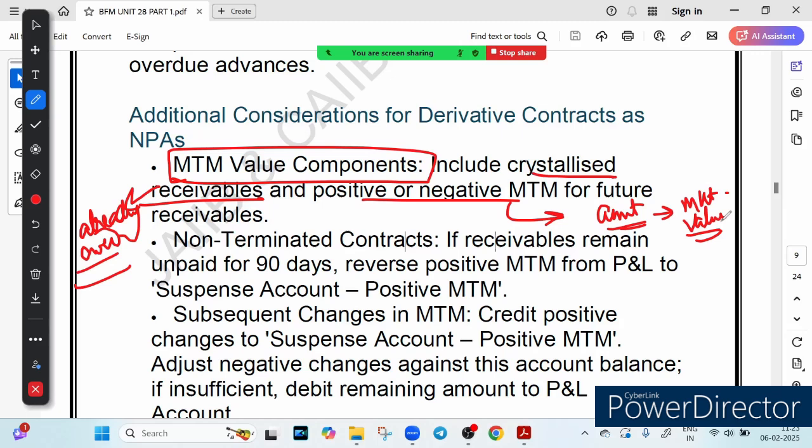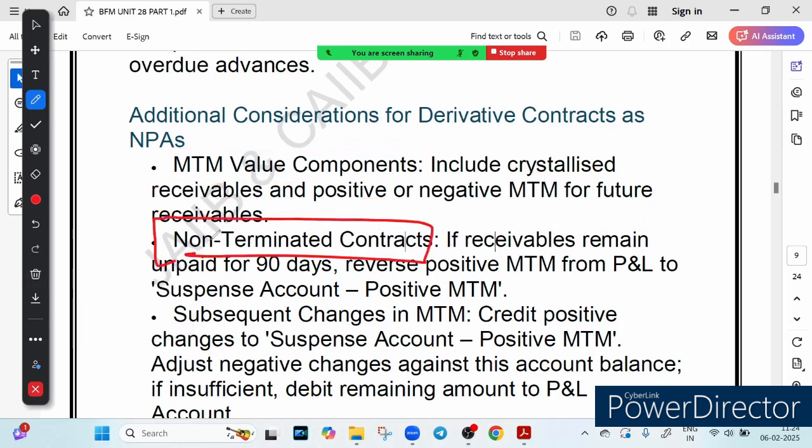And there is something called non-terminated contract. Now let's imagine you have made a deal, but 90 days have passed and you still have not received the payment. What will happen? Well, the positive MTM, which means the amount you expected to receive that was earlier booked in your profit and loss account, gets reversed, and it is transferred to a special account which we call suspense account, positive MTM.